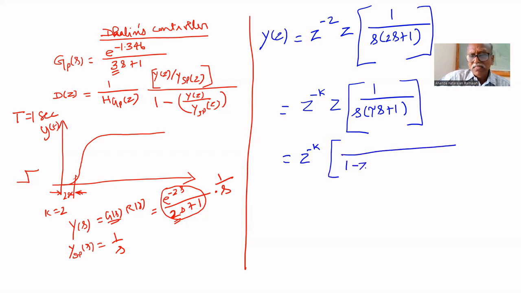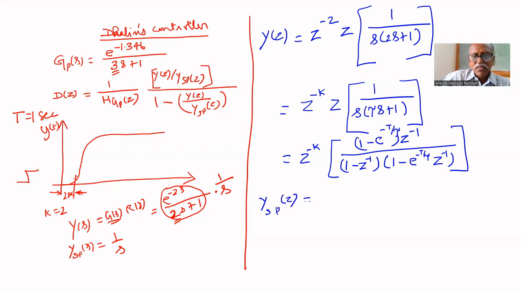1 upon 1 minus z power minus 1, multiplied by 1 minus e power minus T by tau, where T is the sampling period, z power minus 1. Here you will get 1 minus e power minus T by tau z power minus 1. If you substitute, this is y of z. Y set point of z equal to, for 1 by s, if you take the z transform, you will get 1 upon 1 minus z power minus 1.